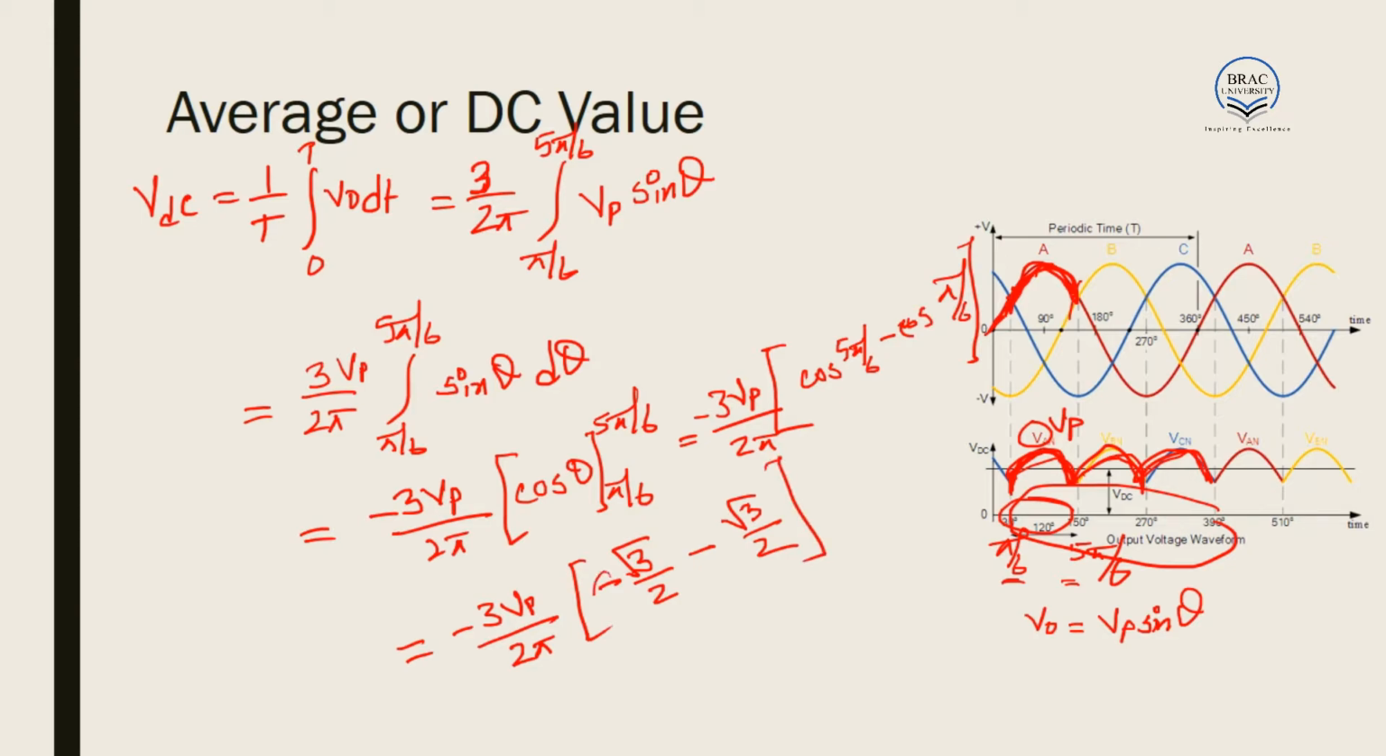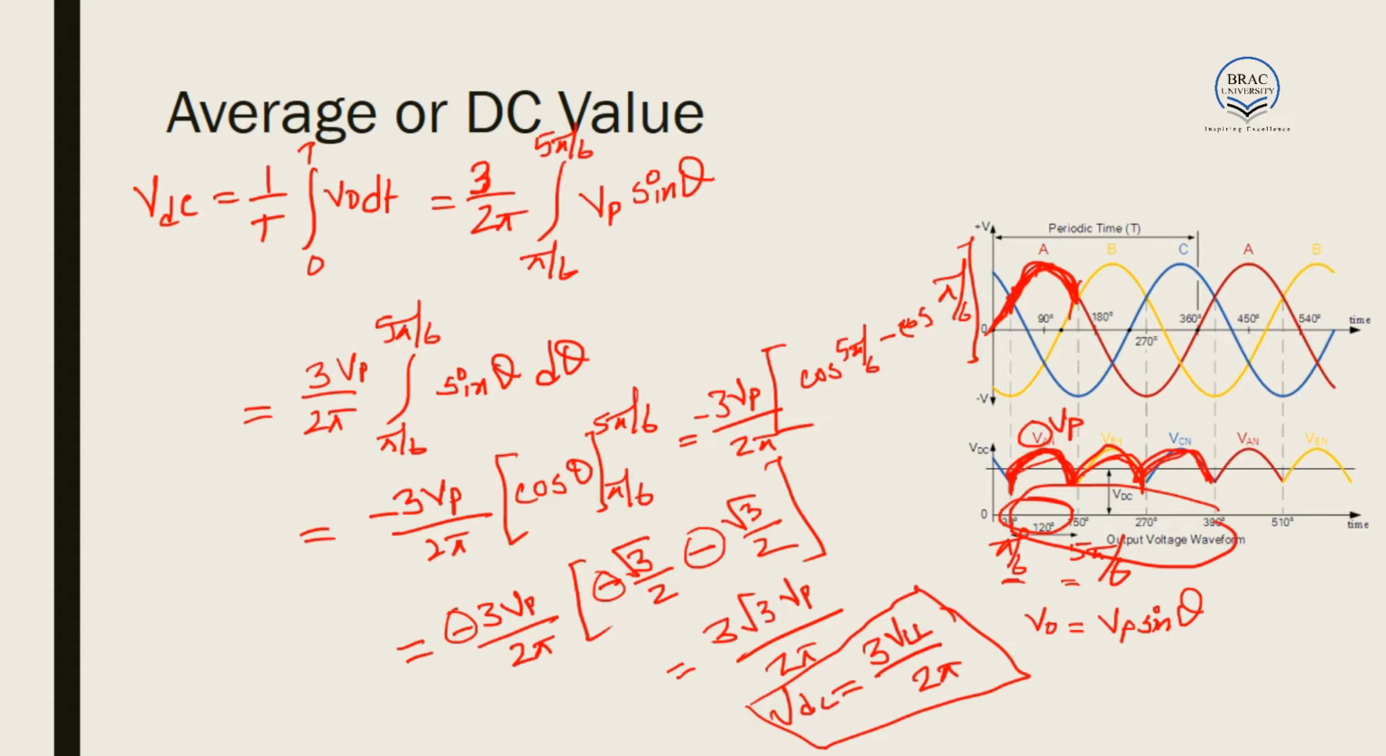Now this minus over here with this minus will get cancelled, and half of root 3 plus half of root 3 will just give root 3. We'll get 3 root 3 V phase divided by 2 pi. Again, if we modify it, we know root 3 V phase is equal to V line to line, so we get 3 VLL divided by 2 pi. So VDC, or the DC voltage, is equal to 3 times the line to line voltage divided by 2 pi.